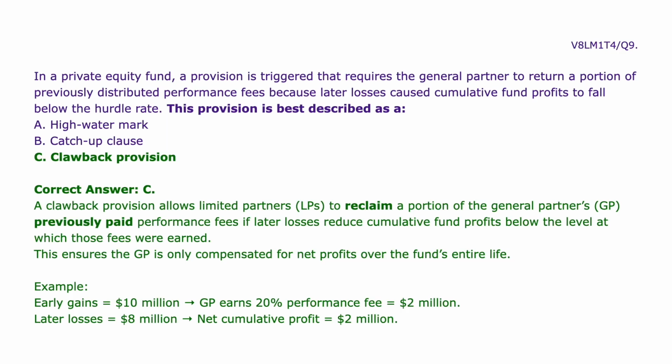High water mark is a hedge fund concept, not returning fees, but preventing fees until a new peak net asset value is reached. Catch-up clause lets the general partner receive a larger share of profits after limited partners get their preferred return. It does not involve returning fees.